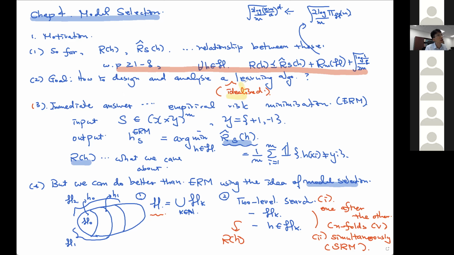So we will study idealized learning algorithms. In particular, we will analyze empirical risk minimization. And then we also study some different learning algorithms that do model selection. In other words, that impose a structure on the model and do this two-level selection. Okay.